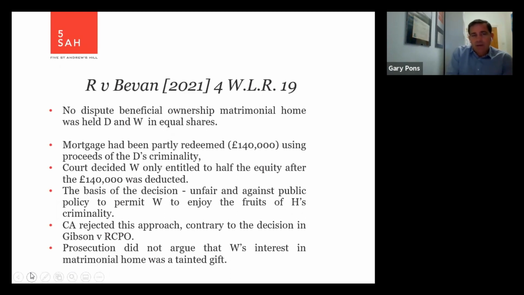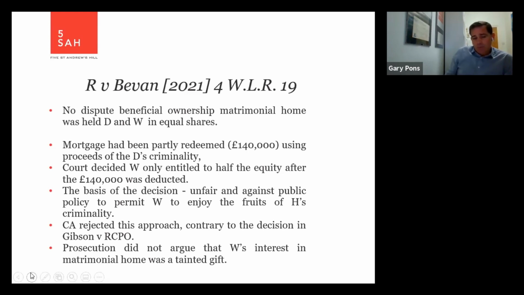What the court decided, upon an argument presented to it by the prosecution, was that the wife was only entitled to half the equity in the home after the £140,000 was deducted. The basis of that decision was that it would be unfair and against public policy to permit the wife to enjoy the fruits of her husband's criminality. Although there's a certain logic to that approach, the difficulty is that there's no statutory basis for it.